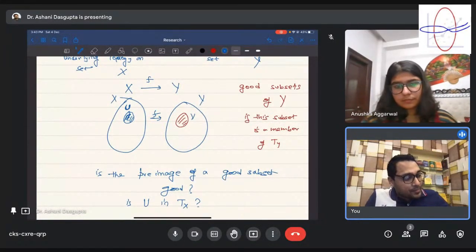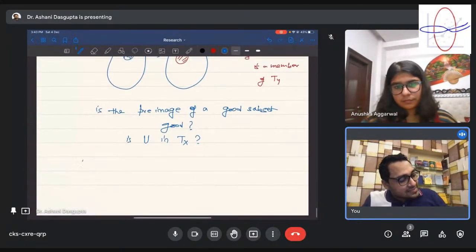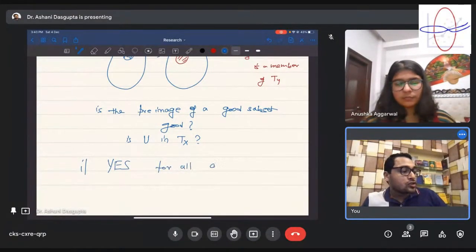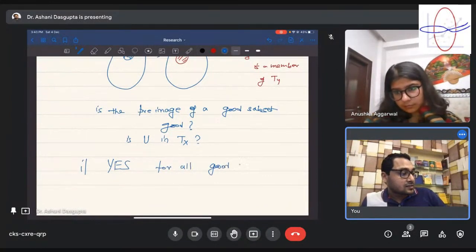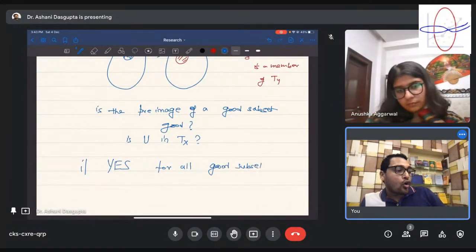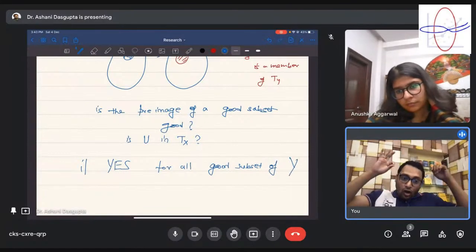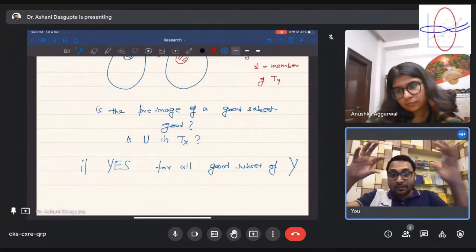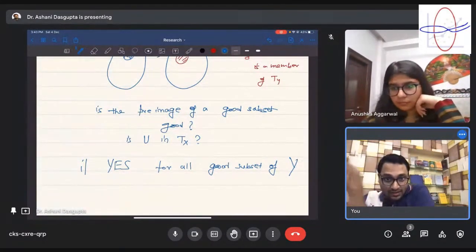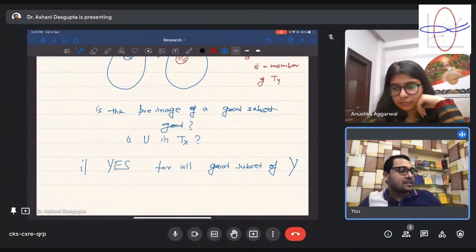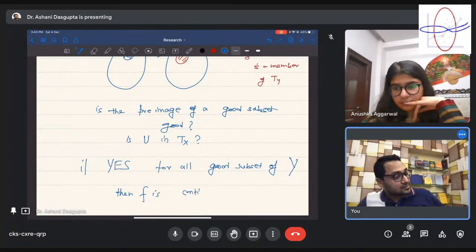So if this happens, for all good subsets of Y, the pre-image of the good subset is good. If this happens, then f is continuous.